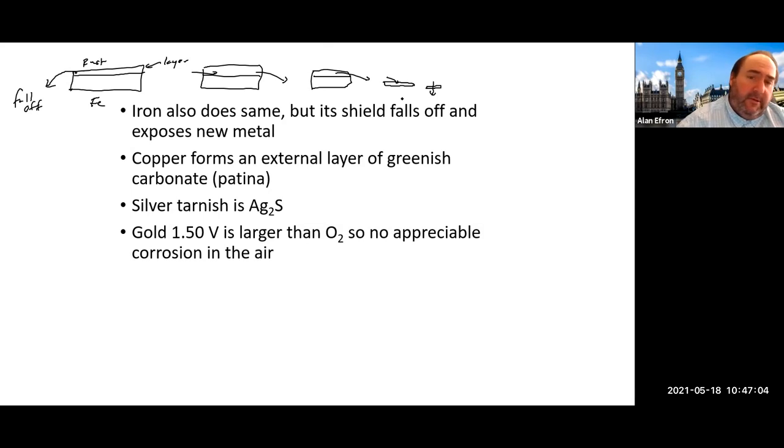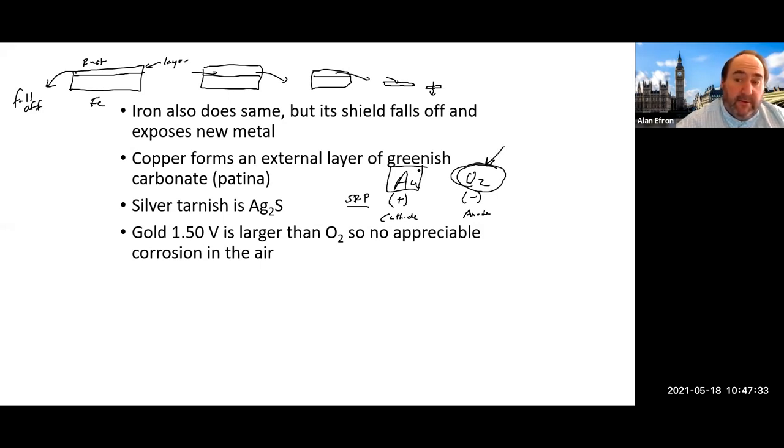So what happens when gold hooks up with oxygen? When we have gold and O2, gold actually has a much larger SRP value, a much more positive SRP value than oxygen. So when they get together, the gold becomes the cathode and the oxygen becomes the anode. So all the oxidation and bad stuff occurs over here, leaving our gold metal pretty much okay and not going through any significant corrosion spontaneously in a natural process. Any questions on that there?